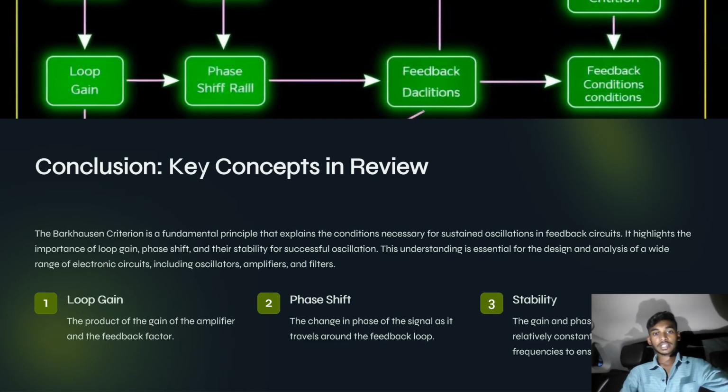Conclusion. Key concepts in review. The Barkhausen criterion is a fundamental principle that explains the conditions necessary for sustained oscillation in a feedback circuit. It highlights the importance of loop gain, phase shift, and stability for successful oscillation. Understanding it is essential for designing and analyzing a wide range of electronic circuits, including oscillators, amplifiers, and filters. Loop gain: the product of the gain of the amplifier and the feedback factor. Phase shift: the change in the phase of the signal as it travels around the feedback loop. Stability: the gain and phase must remain stable over frequency for sustained oscillation.